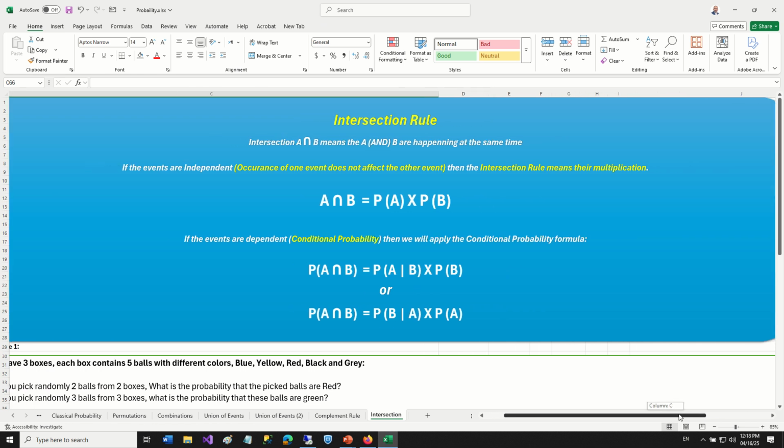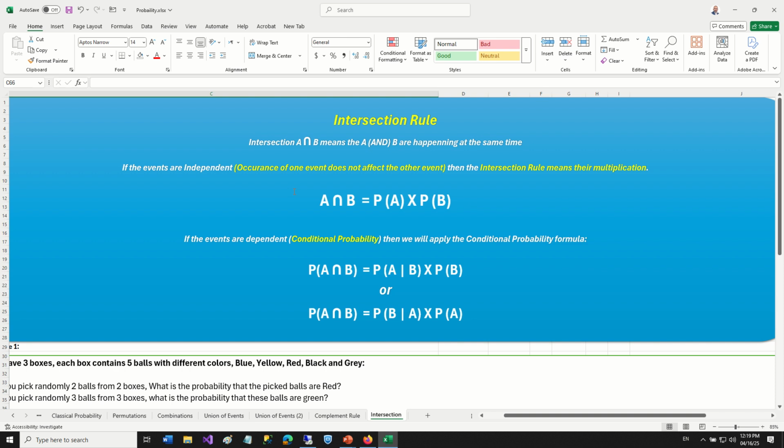Now let us see the intersection rule. Intersection A, intersection B means that A and B are happening at the same time. So there are common basic outcomes between A and B, which is called the intersection. These basic outcomes which are happening in A and B at the same time are called A intersection B.